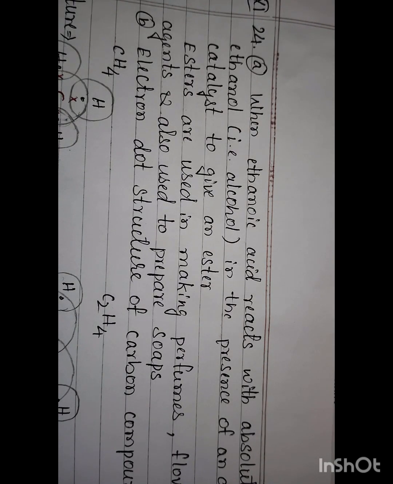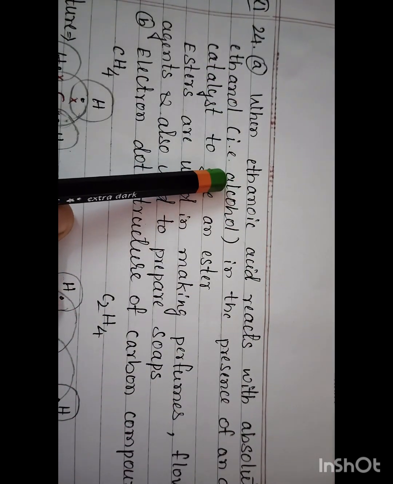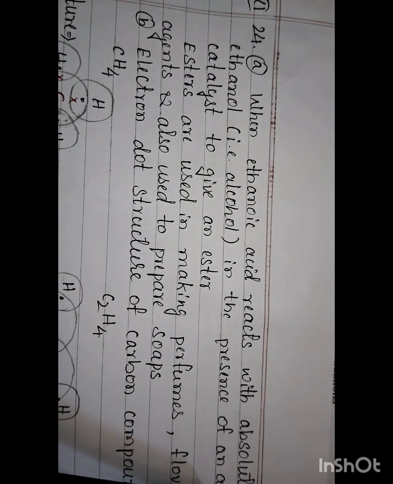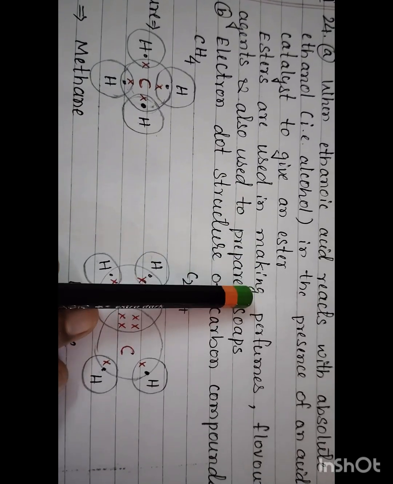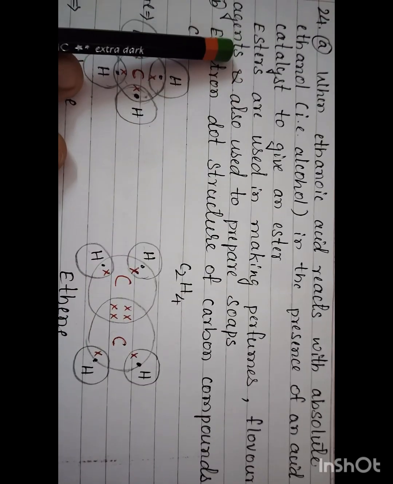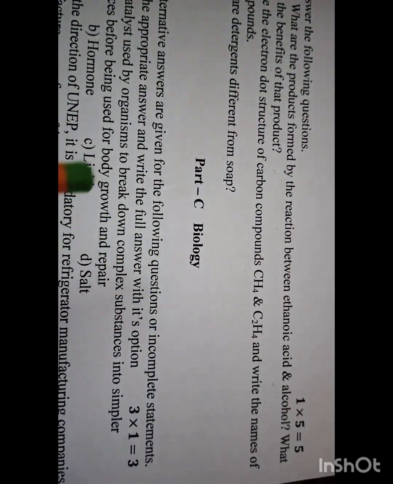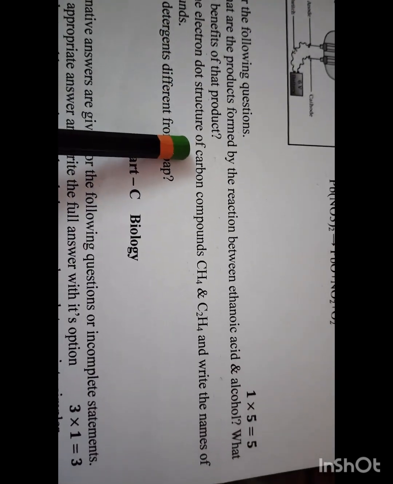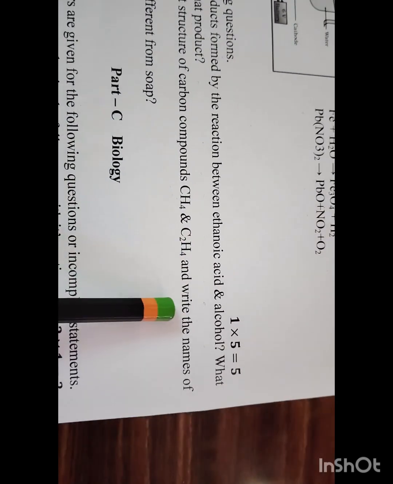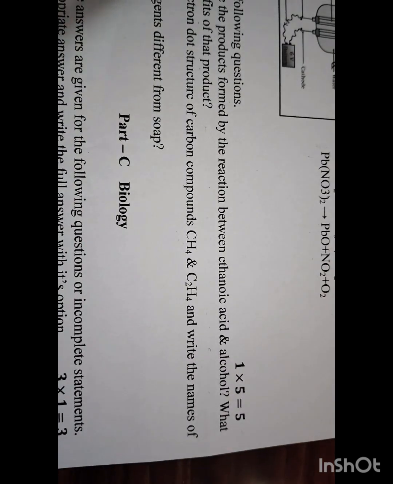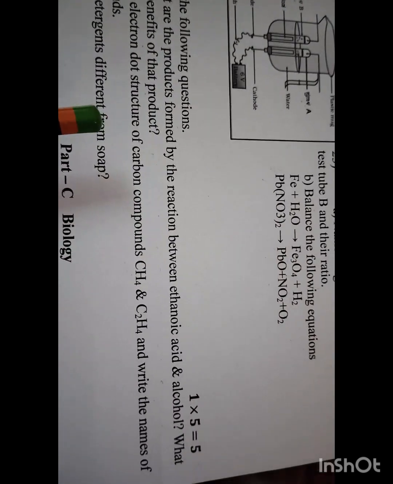Let's see the exact answer. When ethanoic acid reacts with absolute ethanol, that is alcohol, in the presence of an acid catalyst, it gives an ester. Esters are used in making perfume, flavoring agents, and also used to prepare soaps. In that B question, write the electron dot structure of the compounds methane and ethene, and write the name of the compounds. Next, in that C, how are detergents different from soap?